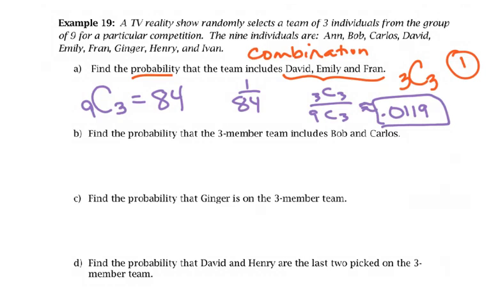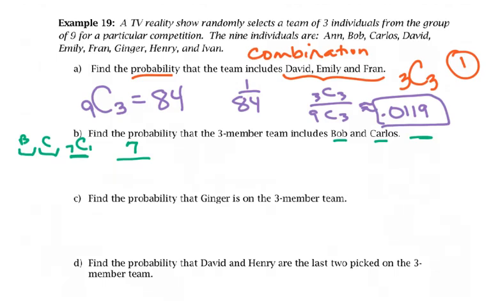Okay, the second part of it says find the probability that the 3-member team includes Bob and Carlos. So we don't really care who the third person is, but we want those 2. So you're going to pick Bob and Carlos to look at what you want to have happen. So the first 2 spaces are already filled. And so how many people do you have left to choose from on that last position? So you've got 7 people still that haven't been chosen. So you've got 7, and you're going to pick 1 of them. Now, if you're only choosing 1, it doesn't matter if you do combinations or permutations. It's going to be the same thing. So basically, you've got 7 ways that you can fill that last position.